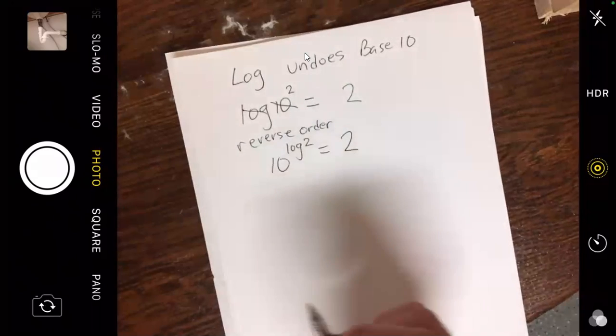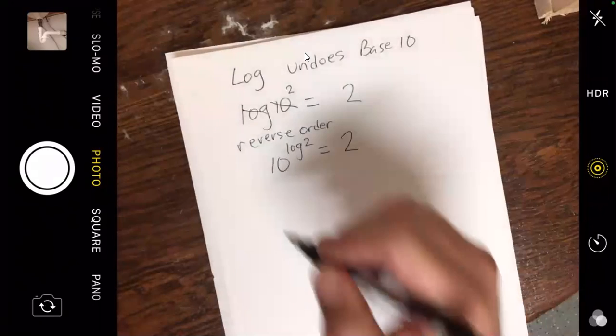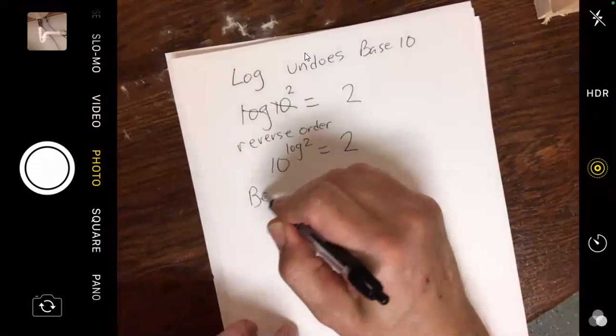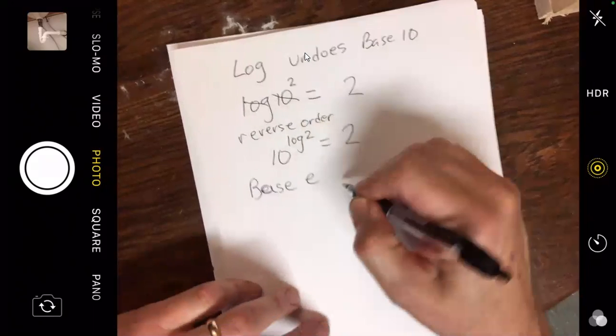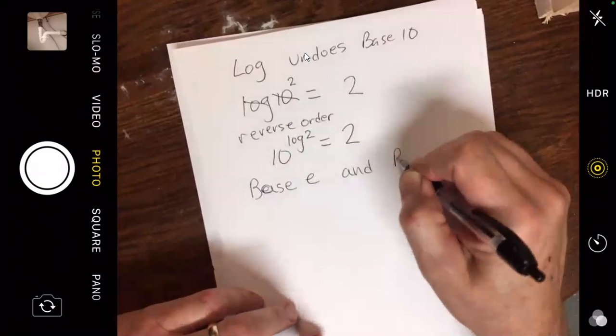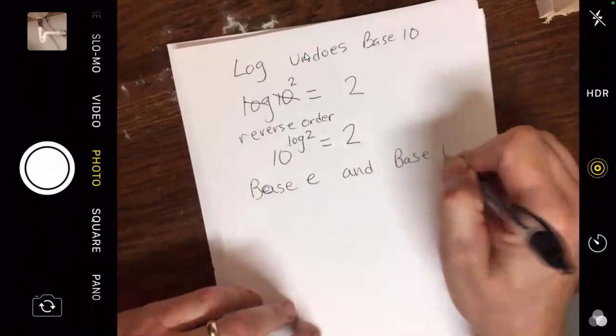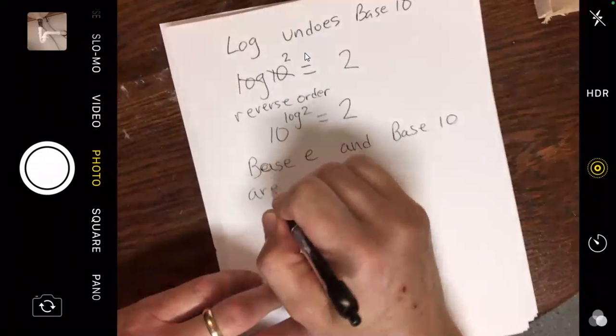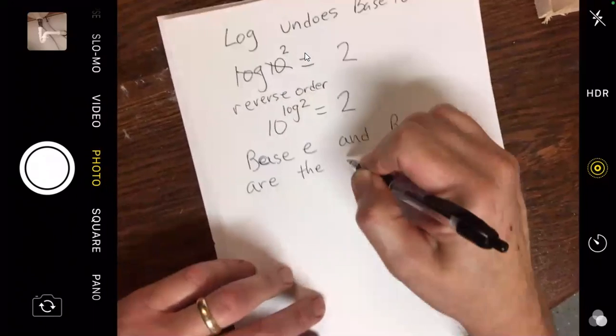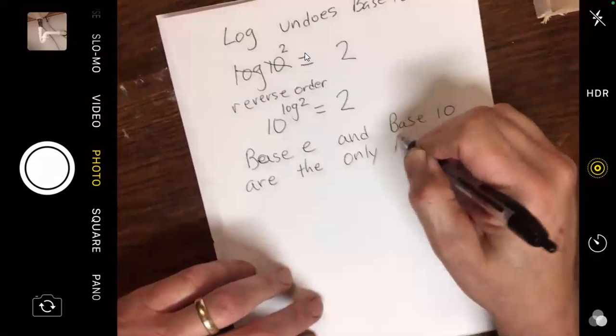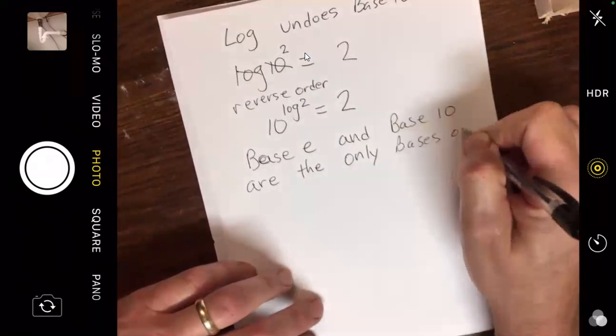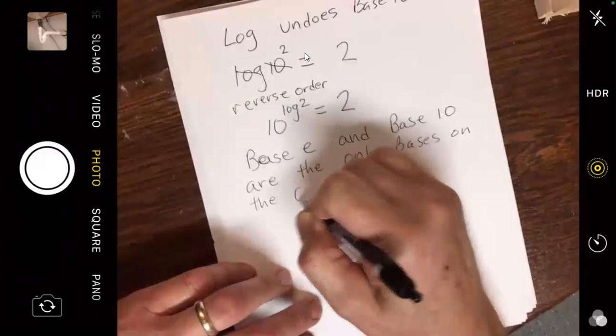Okay. Base e and base 10 are the only bases the calculator has.